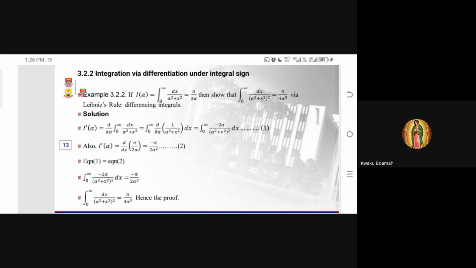So let's solve for the left hand side. For this one, we are going to use quotient rule. So when we solve, what are we going to get? I want the feedback from you. When you find partial derivative with respect to alpha of 1 over alpha squared plus x squared, what do we get?